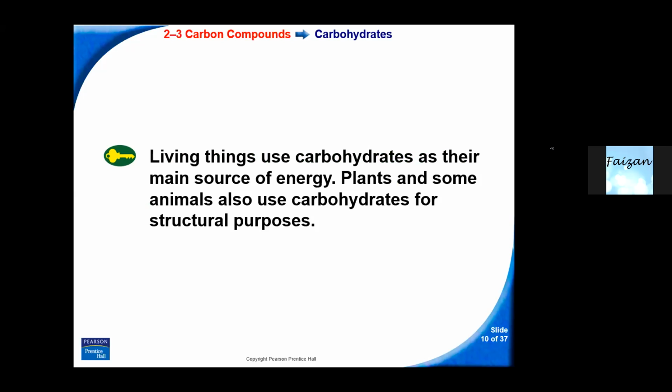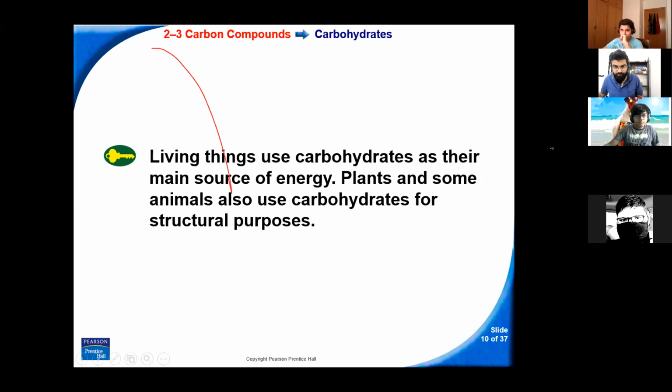I see. Yes, Balaji. Oxygen plus carbohydrate. What is the name of this reaction? Yeah, Balaji, the name of this reaction. Cellular respiration.